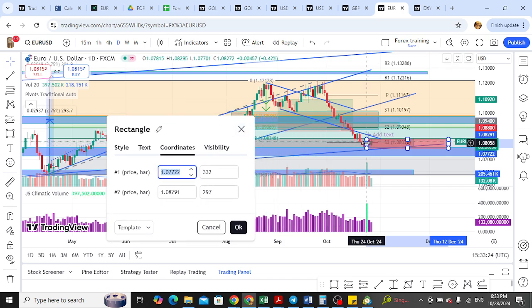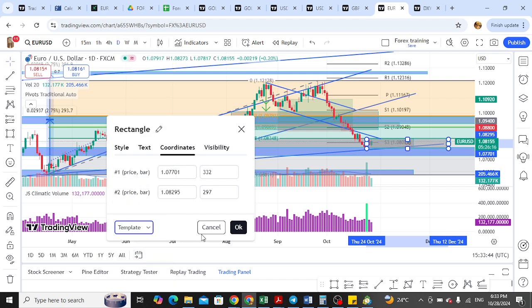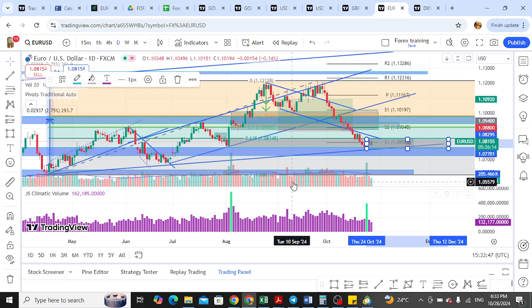Again, I cannot remember the figures. So 771, and this is 829.5, just to make sure. Yes. And I have templates, and this is the volume for the daily. Okay, so this is a volume area.